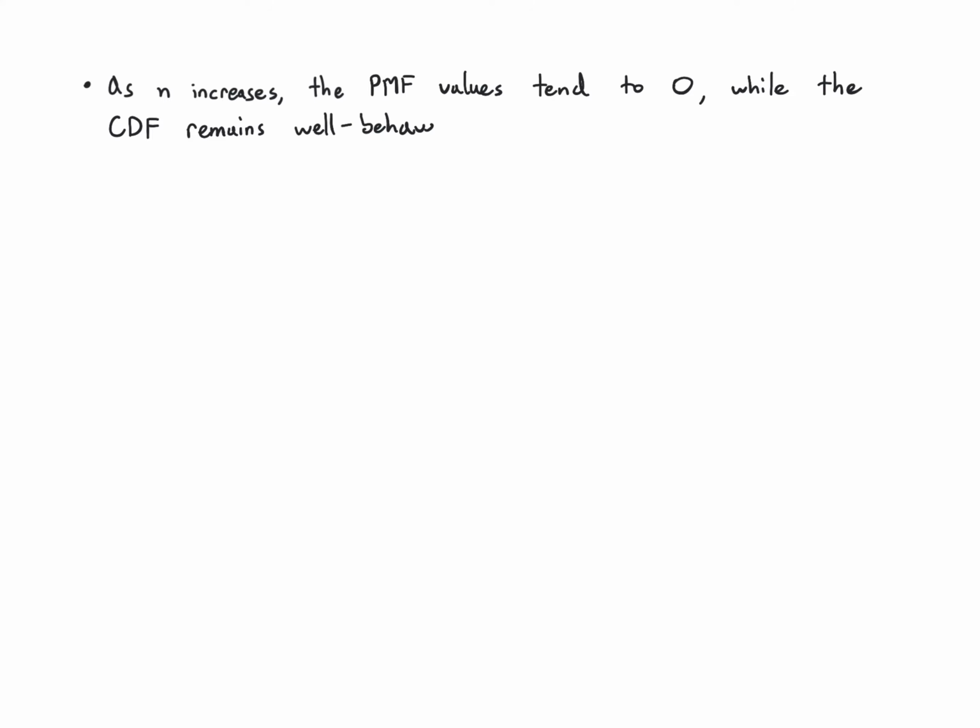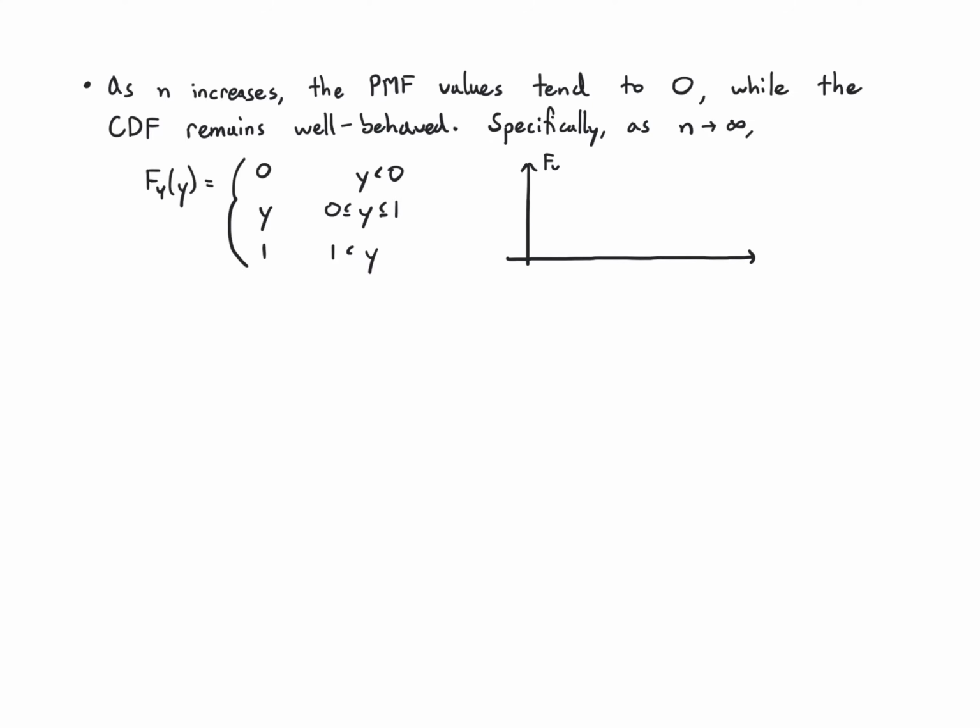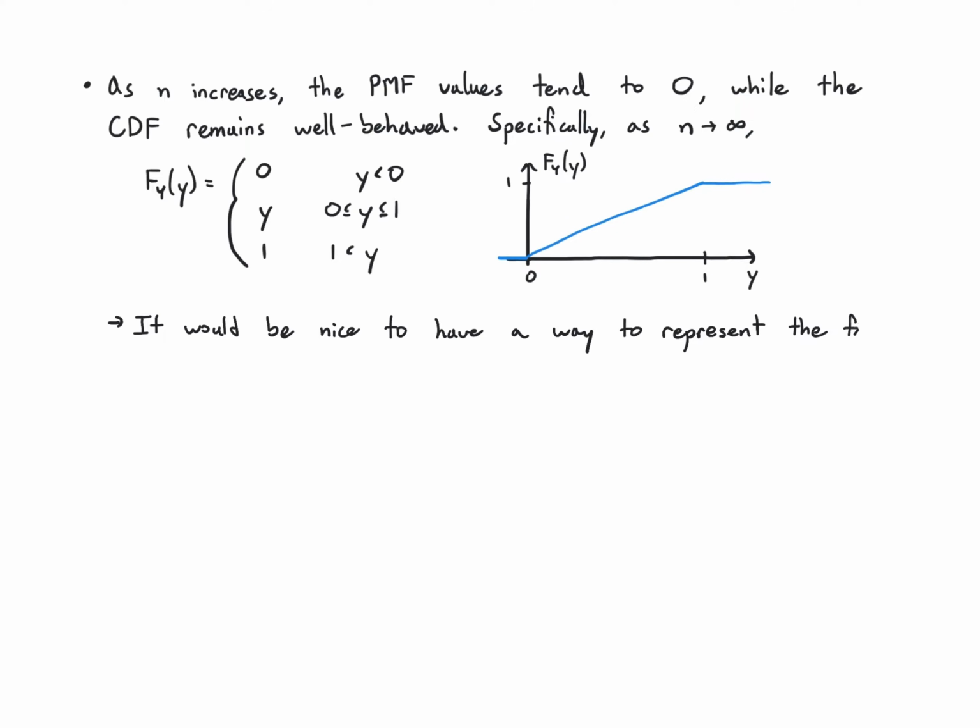Okay, so this is the problem with continuous random variables. Even if we want to define a PMF, it's just going to say 0 everywhere, but the CDF is going to be well behaved. Specifically in that example, as n goes to infinity, we got the following CDF. It was y from 0 to 1, so it went up with slope 1, started at 0 and ended at 1. It would be nice to have a visual way of seeing the fact that the positions on the wheel between 0 and 1 are equally likely.